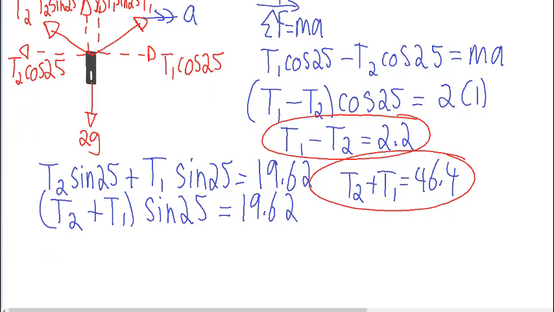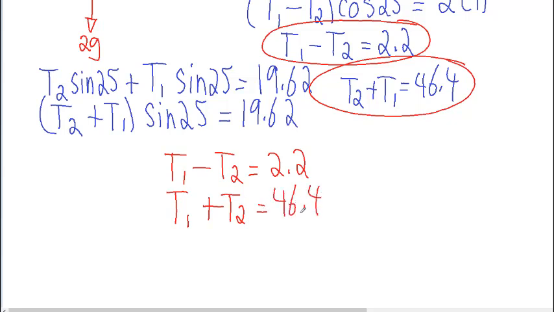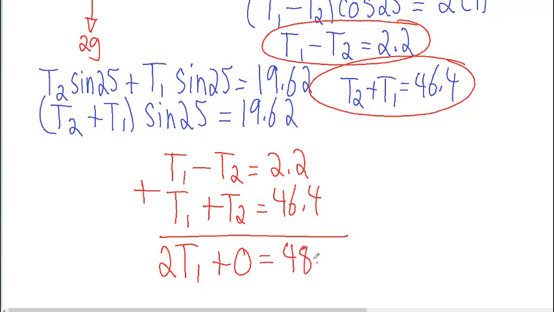What I would do in this case is I would probably add the two together, because here we have T1 minus T2 and we have plus T2. So when you add them together, the T2s are going to cancel. So what you're going to get is, put them on top of each other, T1 minus T2 equals 2.2. T1 plus T2 is equal to 46.4. Add them together, that becomes 2T1, that becomes 0, minus plus minus is 0, and add these two together and you get 48.6. So that's an equation.